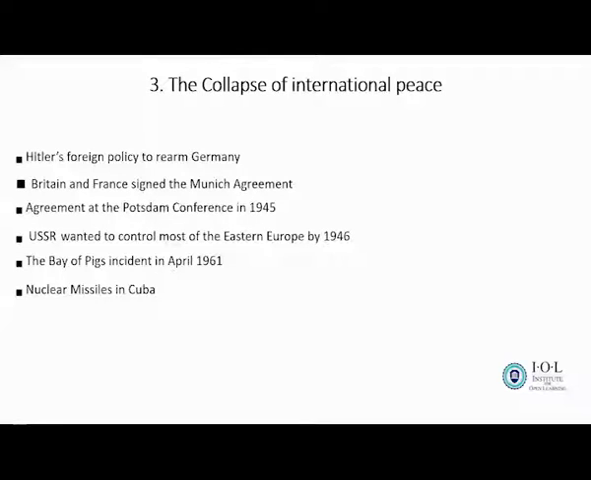He invaded Poland. Now, this time, France and Britain said it's too much. We have to stop Hitler because it's getting out of hand. Now, when he invaded Poland, Britain and France declared war on Germany, and that was the beginning of the Second World War in 1939.